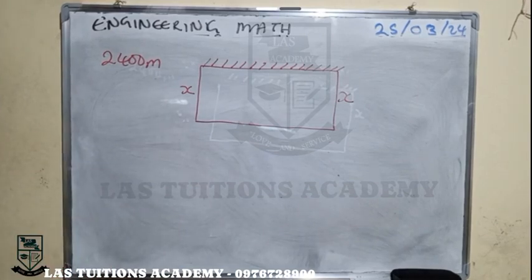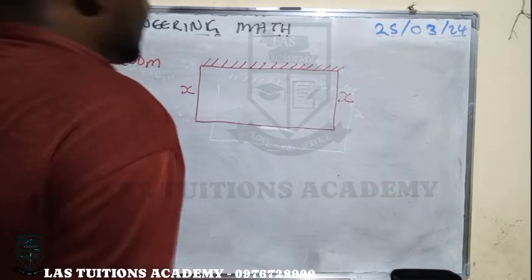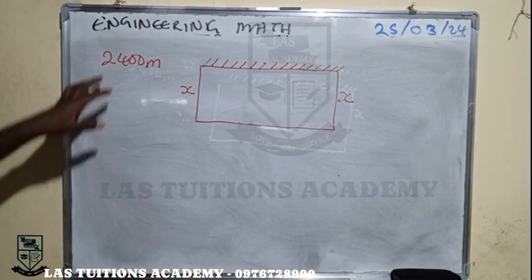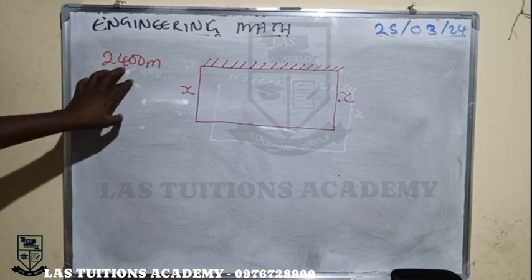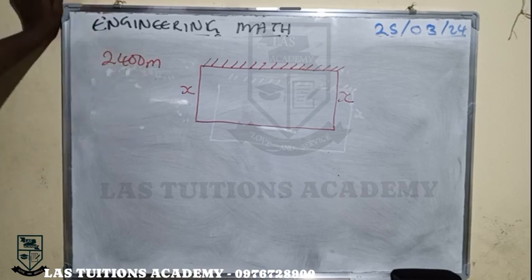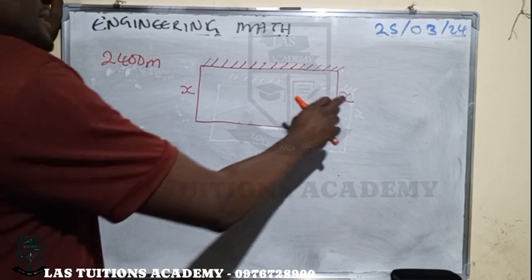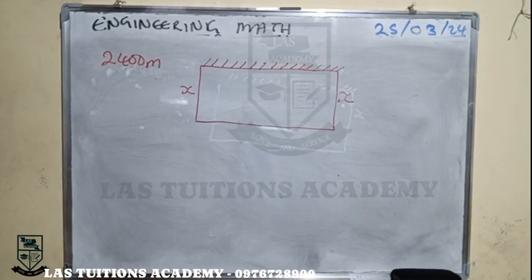I hope you're able to see the color I'm using, or I change. Are you able to see? The color is okay. Okay, great. So we have x here, we have x there. Now, the whole wire fence he has is 2,400 meters. If there's x here and there's x here, how much is remaining?